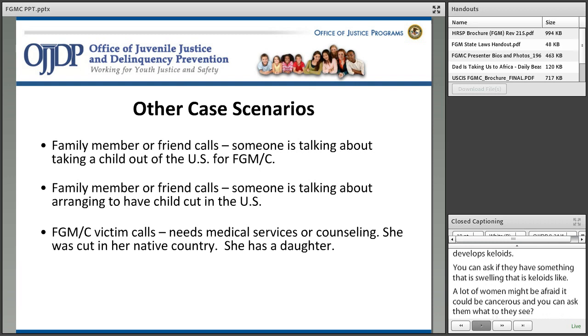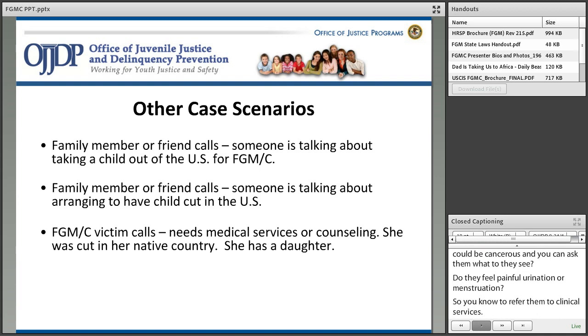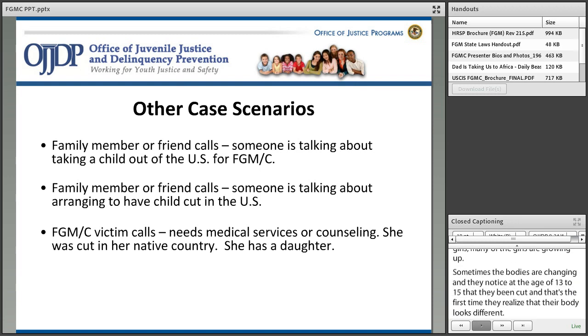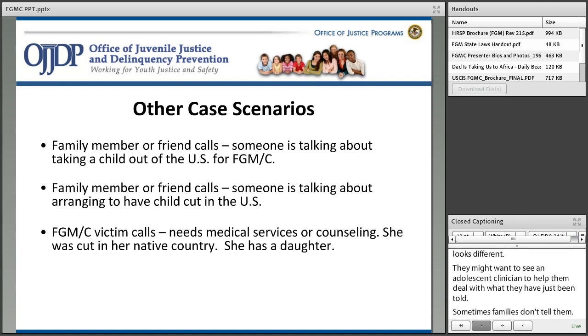For adult women, it could be obstetrics and gynecology or women's clinic. And then for adolescents or, let's say, prepubescent girls, because again, many of the girls are growing up, sometimes their body is changing, but then they notice at the age of 13, 14, 15 that they've been cut, and that's the first time they're beginning to realize that their body looks different. So they might want to go to see an adolescent clinician to help them deal with what they've just been told. Sometimes families don't tell them. Sometimes the child goes to a well clinic and the doctor discovers that they've been cut and tells the child.